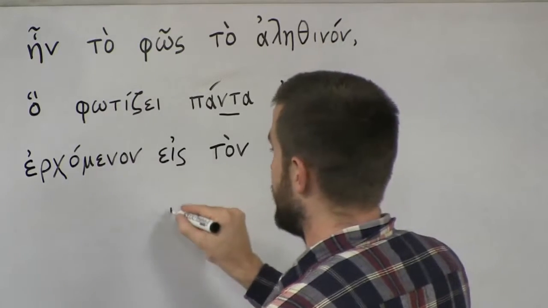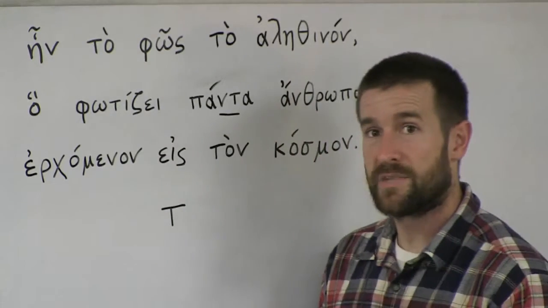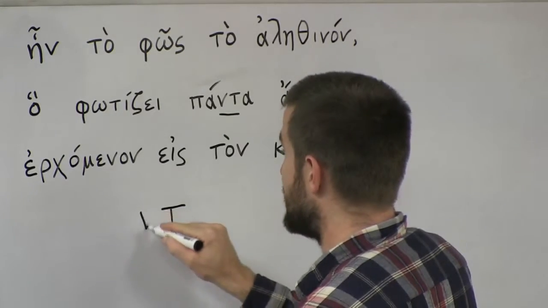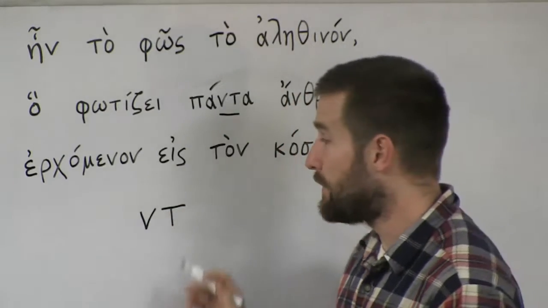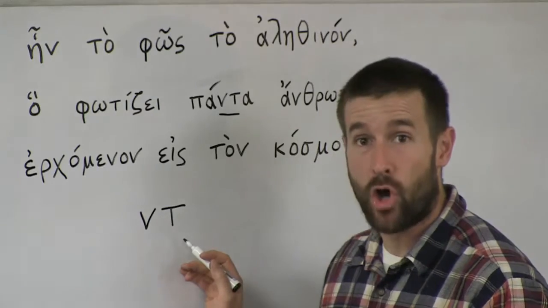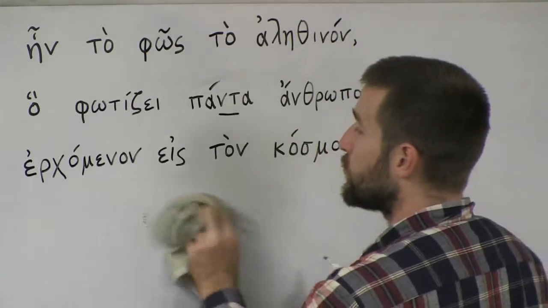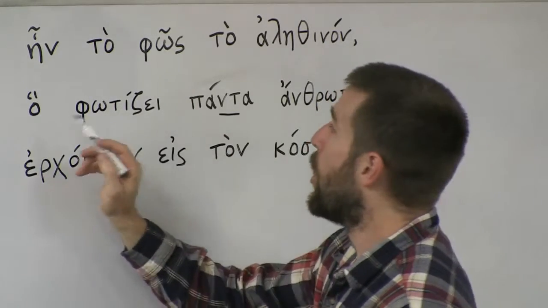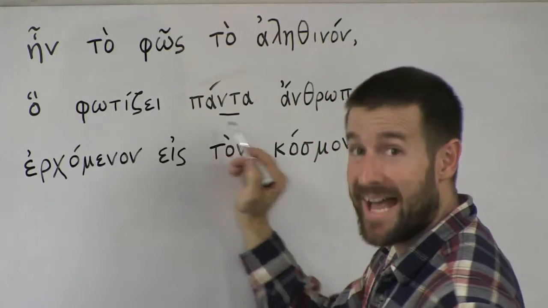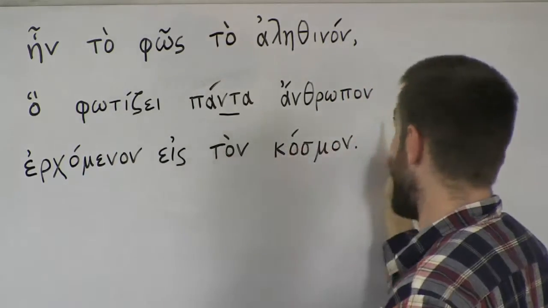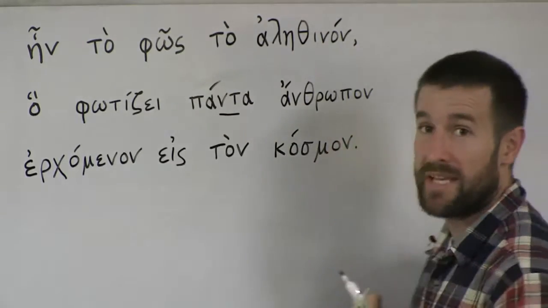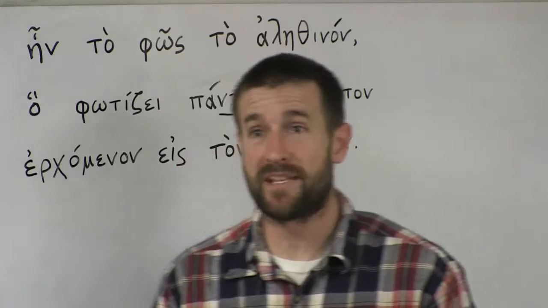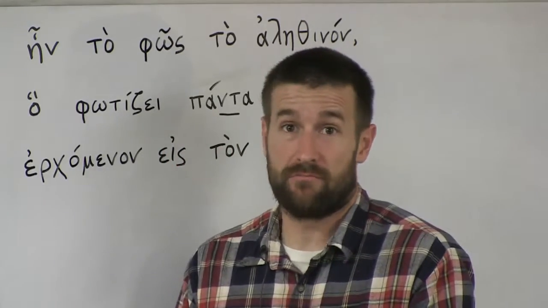The letter tau is pronounced with a T sound, but when it has nu in front of it, it becomes a D sound, like dog in English, all right? So this word is actually pronounced panda, all right? So, o photizi panda anthropon. Now, the word anthropon means man. Pretty easy to learn because we have some English words that are derived from this, like anthropology, right?